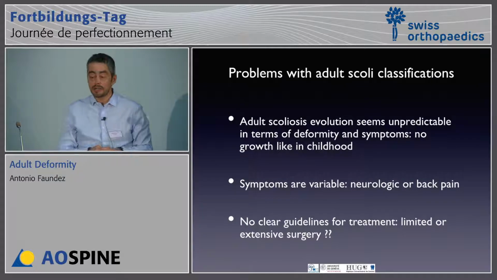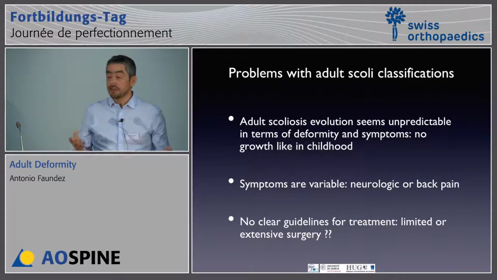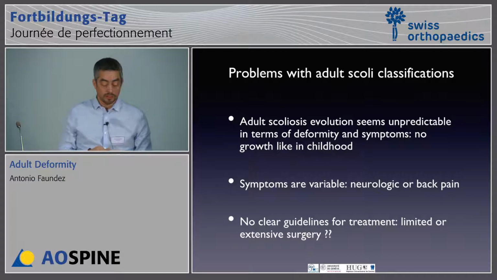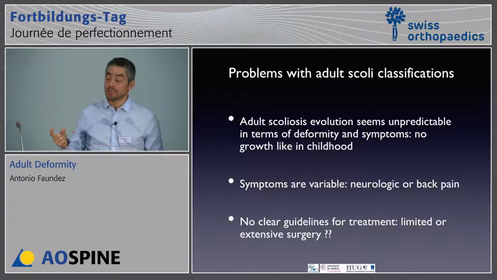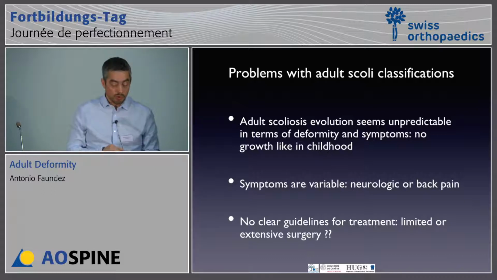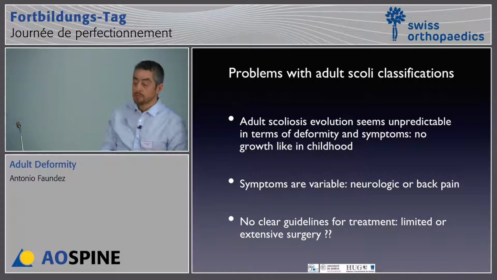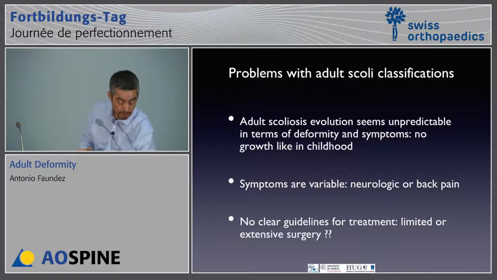The problems are with these classifications that adult scoliosis evolution seems unpredictable in terms of deformity and symptoms because there's no growth like in childhood. And the degeneration of the disc is genetically driven, so it's really difficult to anticipate where the problem will be and how it will evolve. The symptoms are variable. It can be neurologic or back pain, and there are currently no clear guidelines, in my opinion, for treatment. Do we have to do limited or extensive surgery?